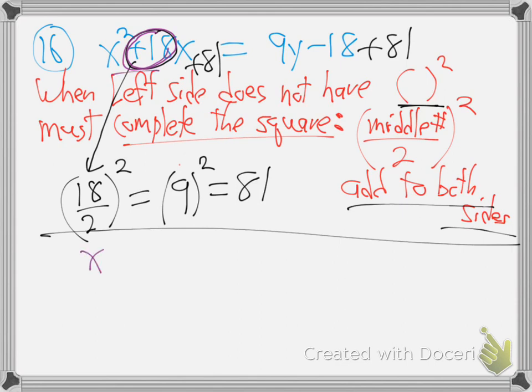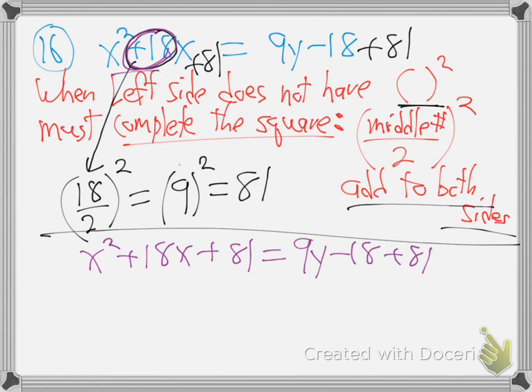So now the left side is x squared plus 18x plus 81. The right side is 9y minus 18 plus 81. The left side now. Why did we do this? Because we wanted the left side to factor. In fact, factor beautifully, as the same thing twice. And now it will. That number completes it.